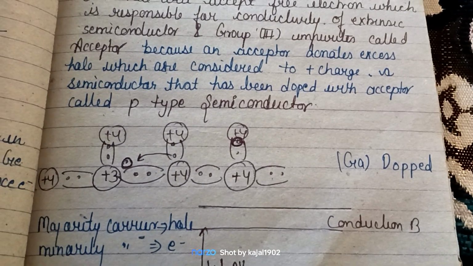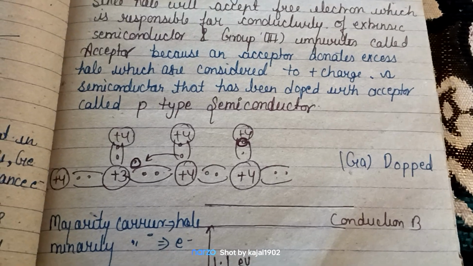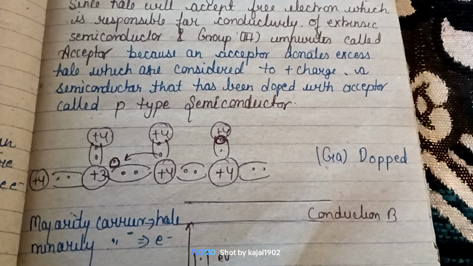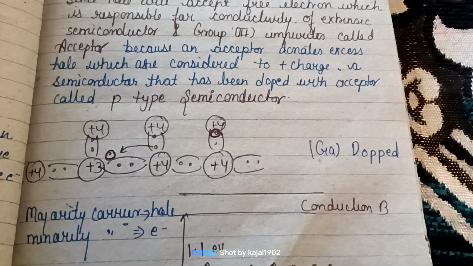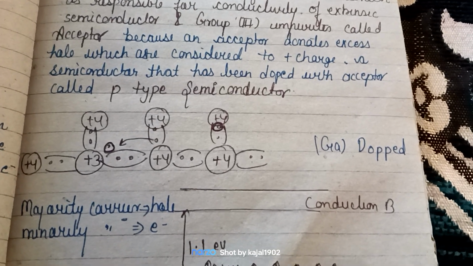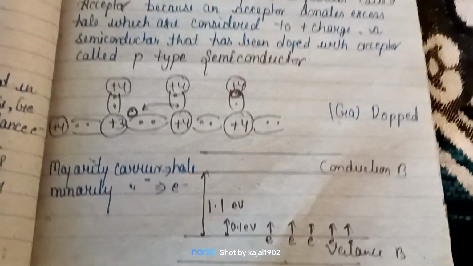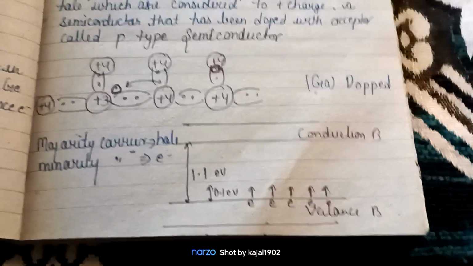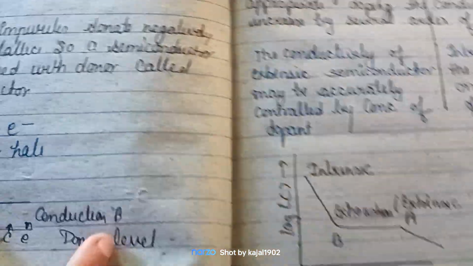So this group 3 impurity is called an acceptor, because the acceptor creates an excess of holes, which are considered positive. A semiconductor doped with an acceptor is called a p-type semiconductor. Here you can see the Venn diagram for the p-type semiconductor.